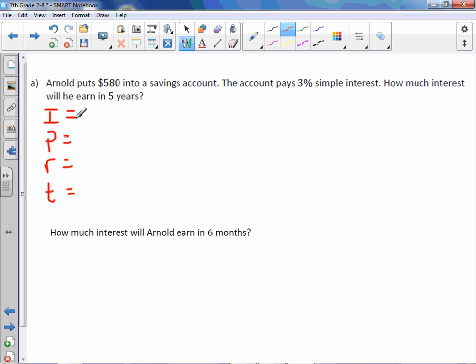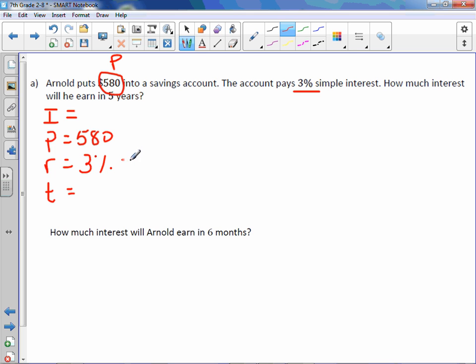So let's reread the problem. Arnold puts $580 into a savings account. That's what he's starting with. That is the principal. I'm going to write that next to P. The account pays 3% simple interest. That's the rate. Just because it says simple interest next to it doesn't mean that's your interest. Your interest is going to be a dollar amount. When you have a percentage, that automatically is your rate.